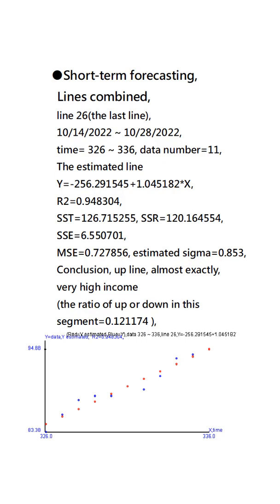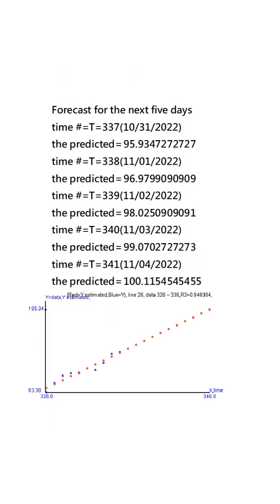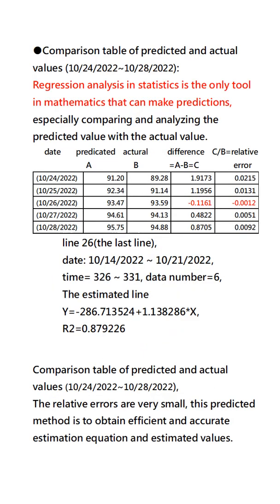The coefficient of determination is 0.948304, which could be the predicted equation. Those predicted values could be referred to with more reliability.